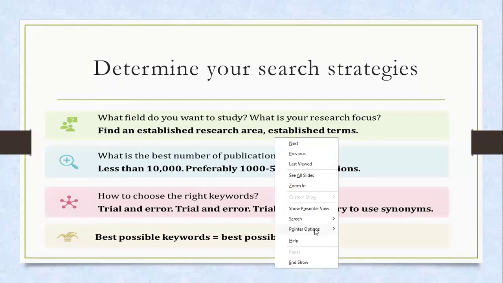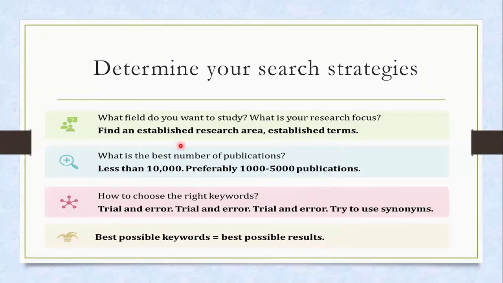First of all, you need to understand what field you want to study. For example, I would like to study socially responsible investment and financial performance. So my area is clear, my field is clear. You need to understand what field you want to study. What is your research focus? My research focus is on SRI and financial performance. So I need to find an established research area, an established term.